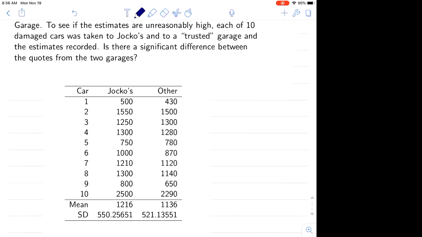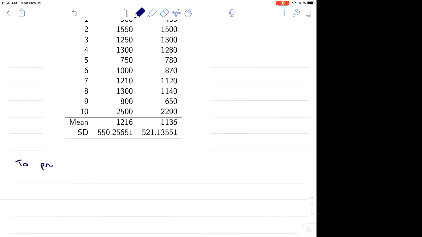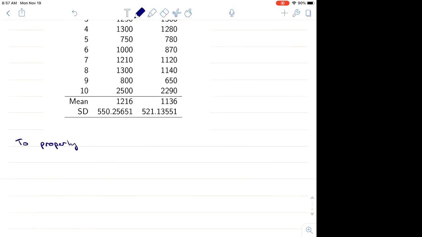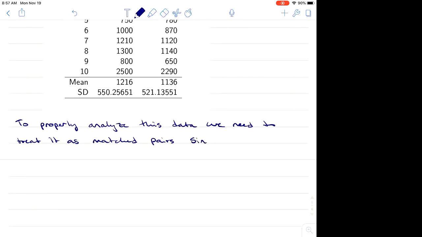So, to properly analyze this data, we need to treat it as matched pairs, since we are making two observations on each car.